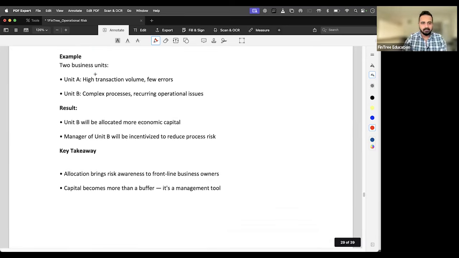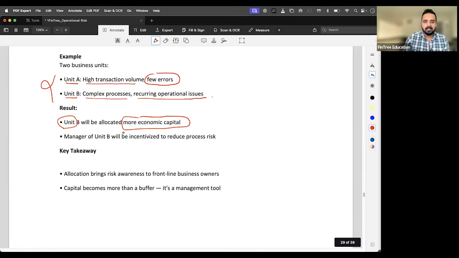Okay, so here's an example. Imagine there are two business units. Unit A has a high transaction volume but very few errors. Unit B has highly complex processes, tends to have regular operating losses. Unit B will automatically have more economic capital, and that means the return metric will come down, so unit B will be incentivized to reduce the process risk.